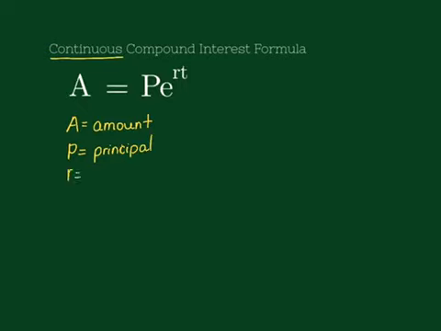R is also the rate as a decimal. So just like before, we can't work with percents as percents. And T is time in years. Now, it's important to note that both the R and the T are in the exponent spot.